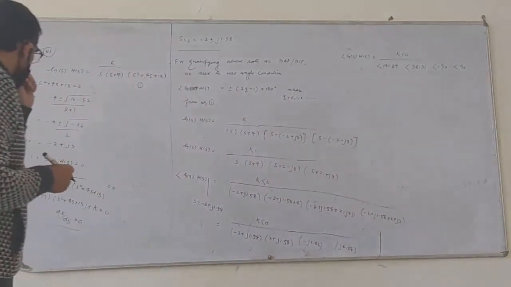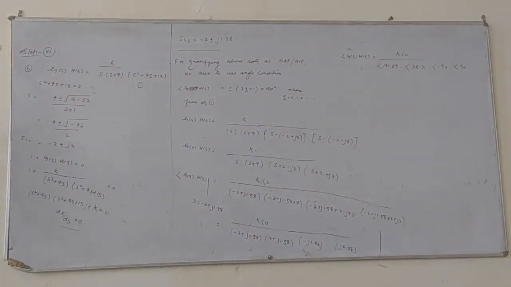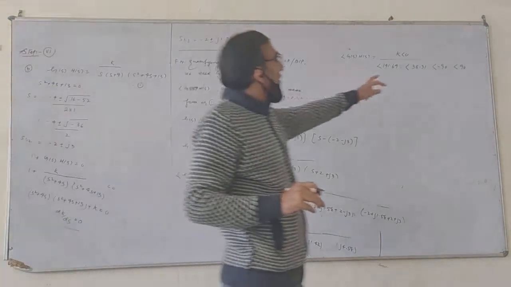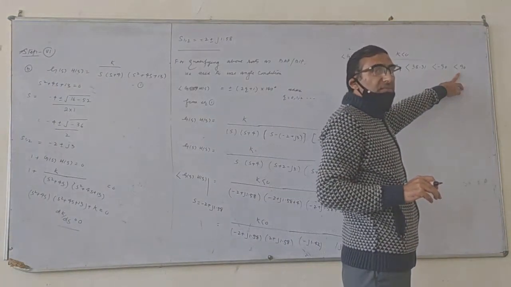Why are you taking this? Second, 1.42 and J 4.58, correct? And 2 plus J. We'll be getting this angle, you can check it. So out of this, these two will go. You can add them simply.